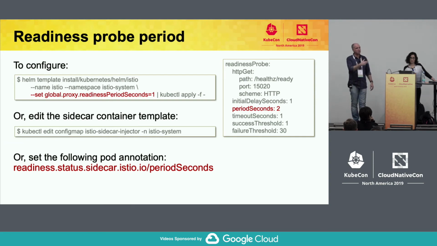The first two methods are going to do it globally, right? So if you do it on Helm, from the installation onwards, it's all going to change. If you do it from the sidecar container template injection, every new container that's going to get deployed will get the new readiness value. So from this point on, and if you do it on a one-by-one basis, then you have it that way.